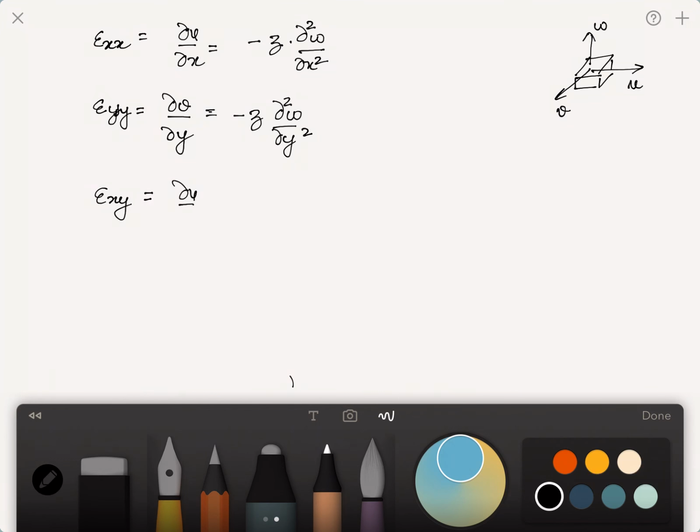So you have then here epsilon yy equal to minus z times the second derivative of w with respect to y, and finally you have epsilon xy, which is equal to partial derivative of u with respect to y plus partial derivative of v with respect to x, to be equal to minus 2 times z times the second partial derivative of w with respect to x and y. So you see that it's very clear that the transverse displacement w as a function of x and y is enough to describe the entire system.